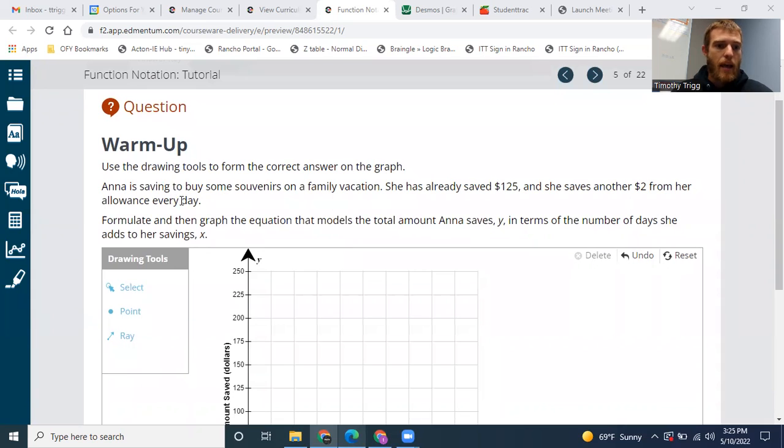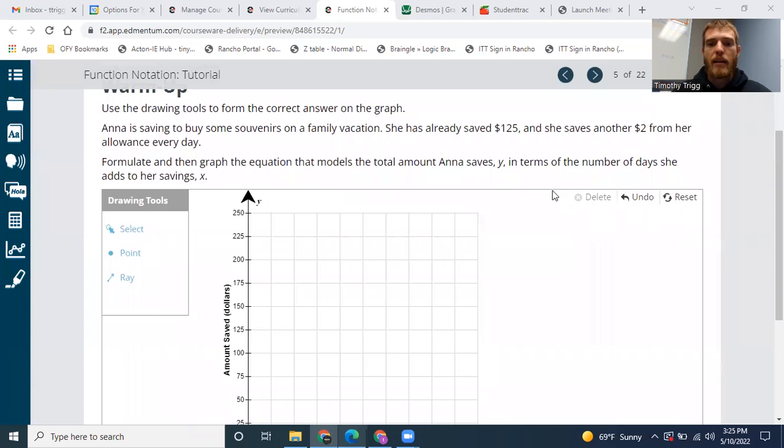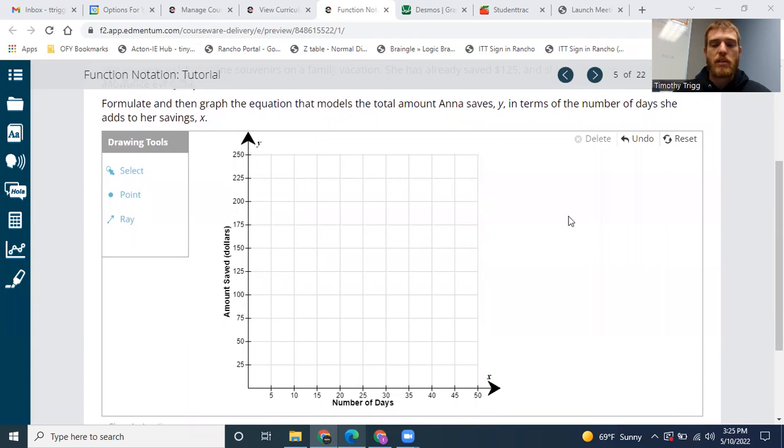And it says, Anna is saving to buy some souvenirs on a family vacation. She has already saved $125 and she saves another $2 from her allowance every day. Formulate and then graph an equation that models the amount Anna saves, Y, in terms of the number of days she adds to her savings, X.